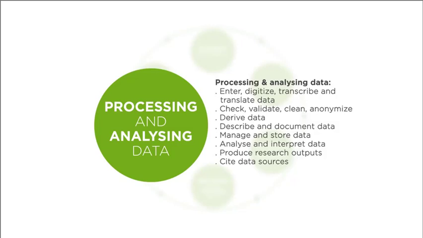The next process is checking and validating data, cleaning data, and anonymizing data to prevent bias. There is derivation of data. We describe and document what kind of variables and data we have collected. We manage and store data. We analyze and interpret data. We put out results of our data analysis, and we produce research outputs in terms of reports and journals, and we cite these data sources.